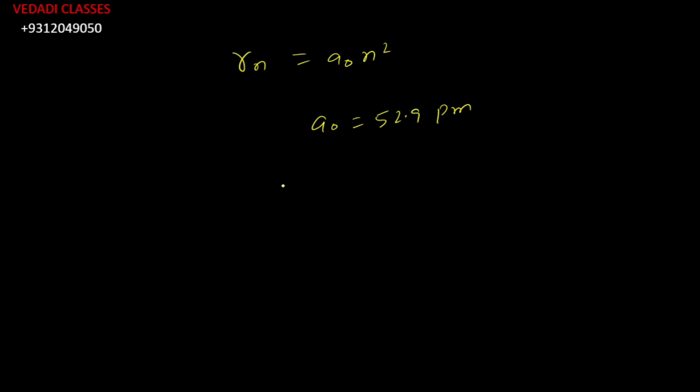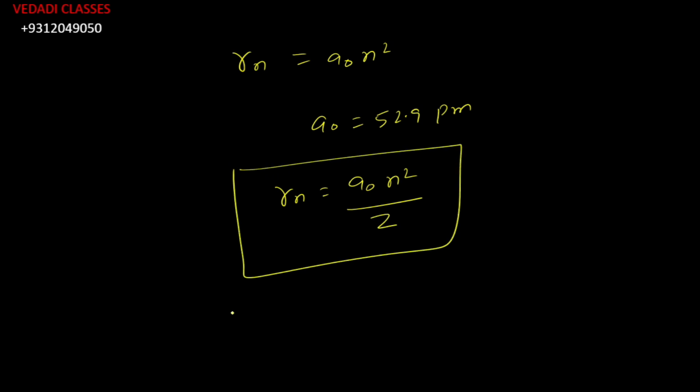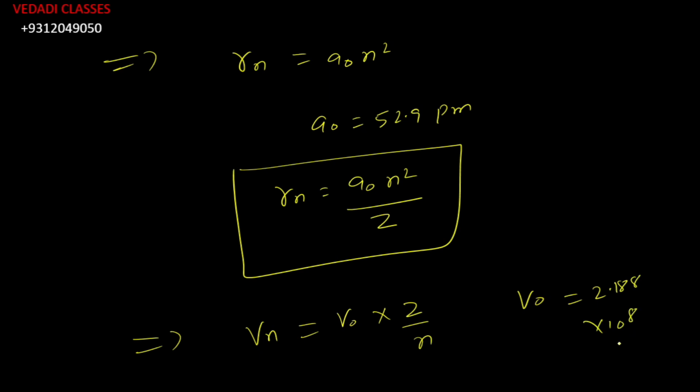Now if you want to find the radius of some other element, you have to put in the atomic number of that element. He also gave some idea about the velocities. If you want to find the velocity of the electron of any atom, it will be equal to V naught into Z upon n, where V naught is equal to 2.188 into 10 power 8 centimeter per second.